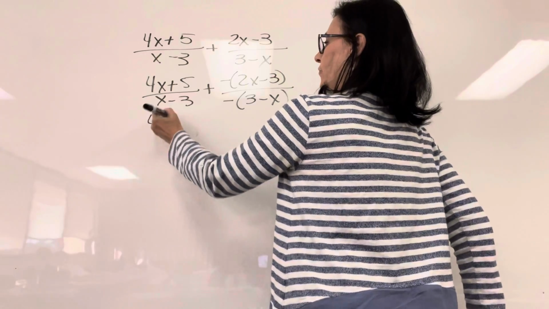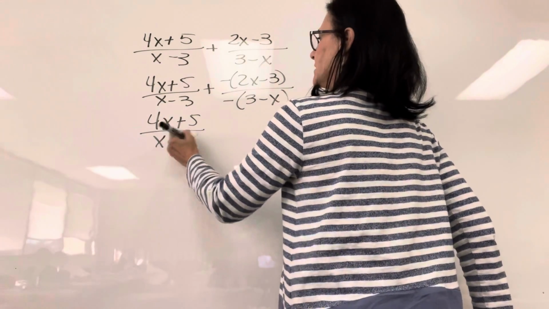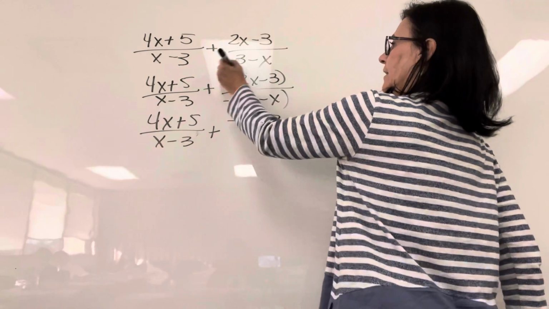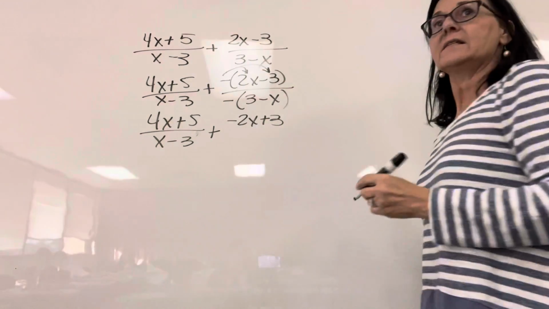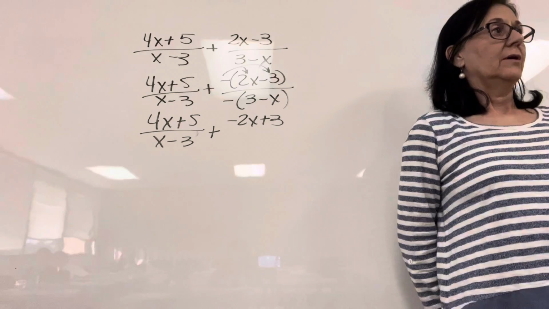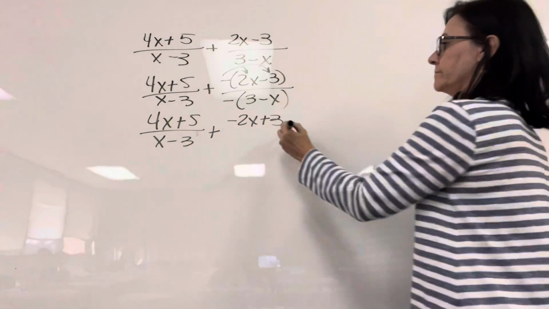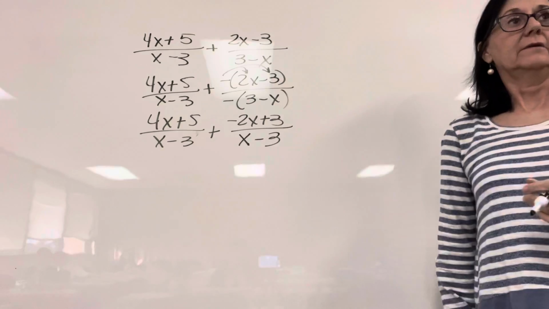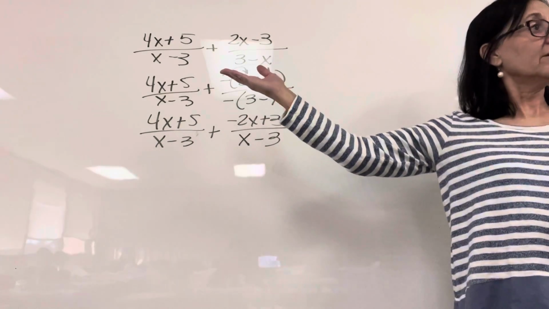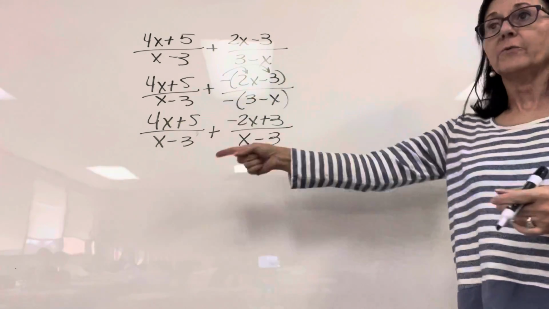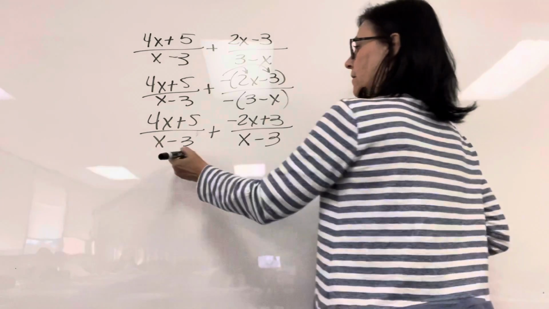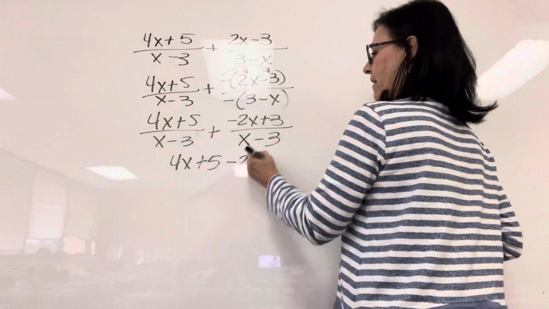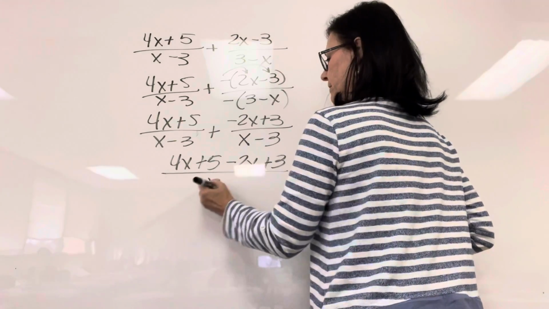All right, so I end up with 4x plus 5 over x minus 3 plus negative 2x plus 3. Notice every sign for every term changes. I'm going to write it as x minus 3. Now I have a common denominator. I can move the sign to the numerator and write the entire numerator over that one common denominator. Because it's plus, none of the signs of any of the terms changes.